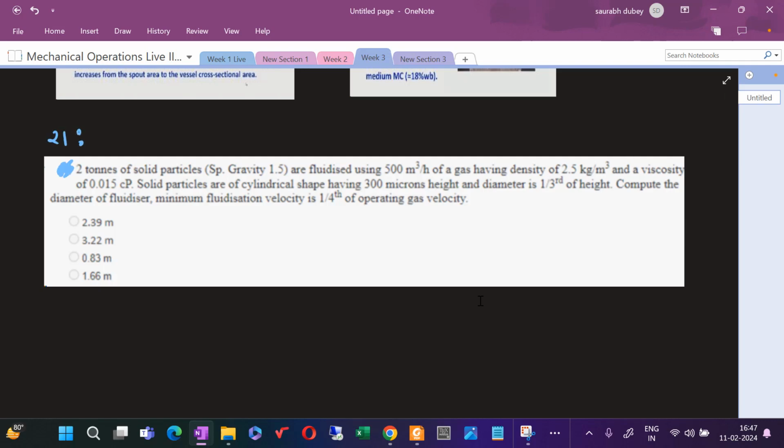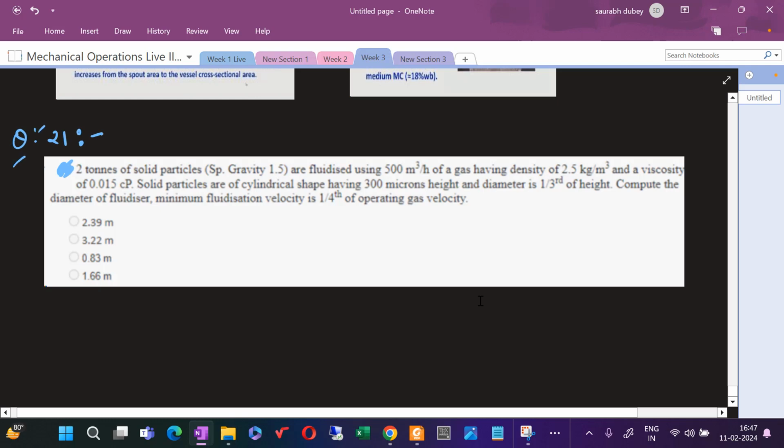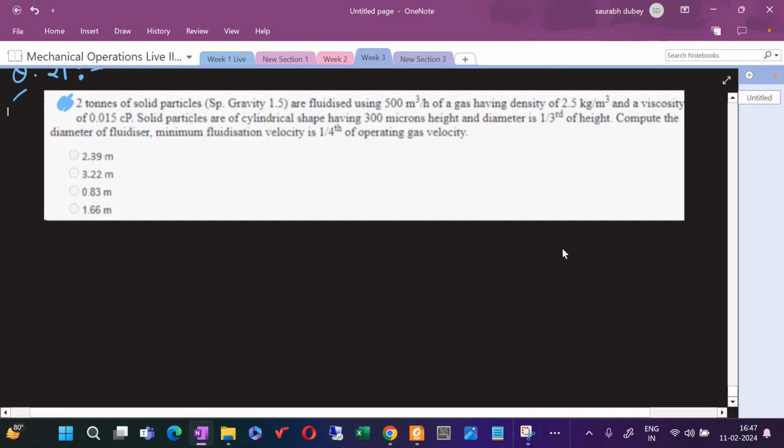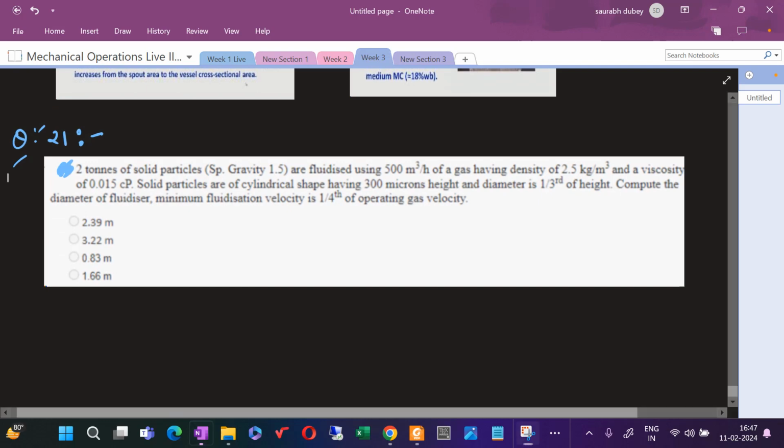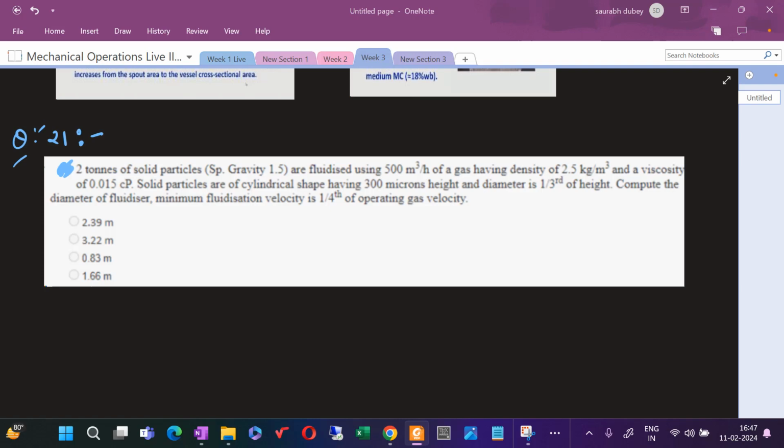This is the 21st question. So you solve it while I will be joining, and this question is related to the concept that has already been taught to you. So there is not much difference. This will be a big problem for you, so carefully look at this.